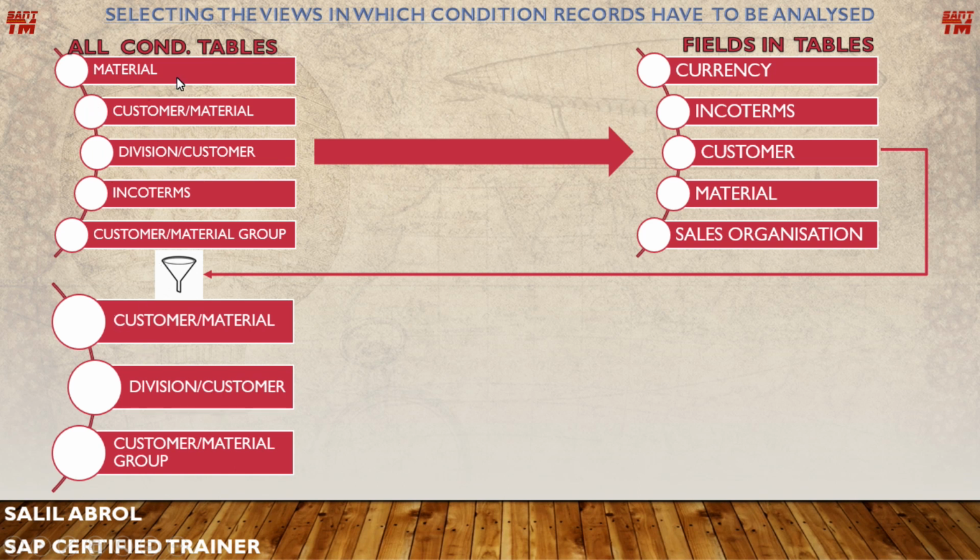The first table I will get is customer material, here I have got. The second table I will get is division customer, here I have got. And the third table I will get is customer material group, here I have got. So what I am doing is analyzing all the condition tables, selecting one particular field from them, and using that field to apply the filter on all the condition tables. Then I have reduced the number of tables that I have to search. From 5 tables I have come to 3 tables now.